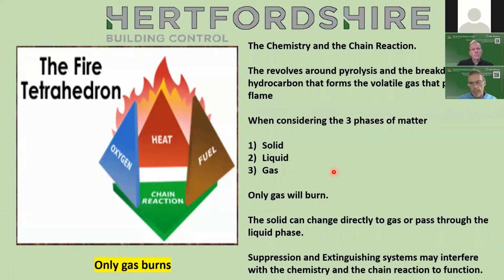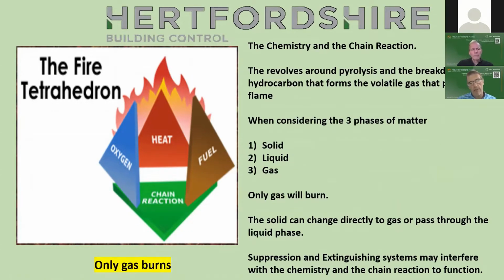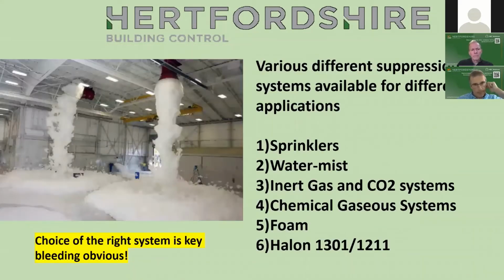Suppression and extinguishing systems may interfere with the chemistry and the chain reaction to function. So basically, what you're taking away from this is only gas burns, and what you were going to take away from the last slide was the chemical reactions now being added to the fire triangle. I forgot about my little yellow highlighted sections.